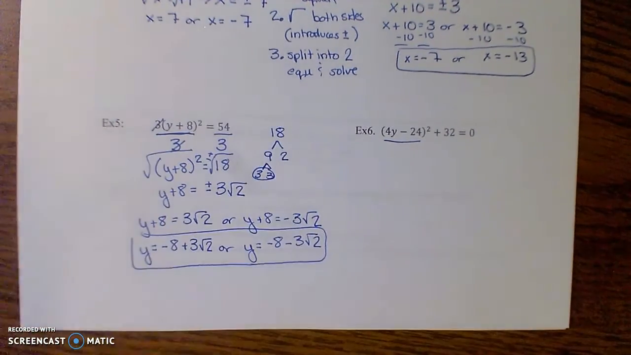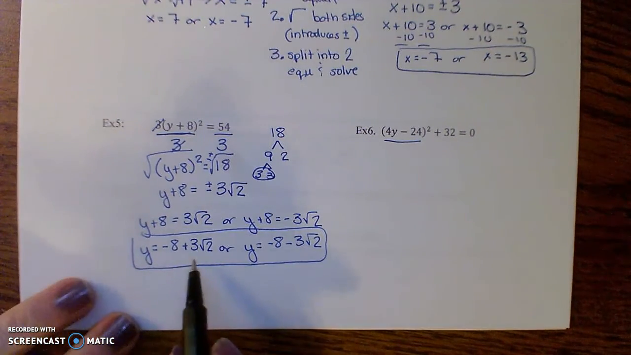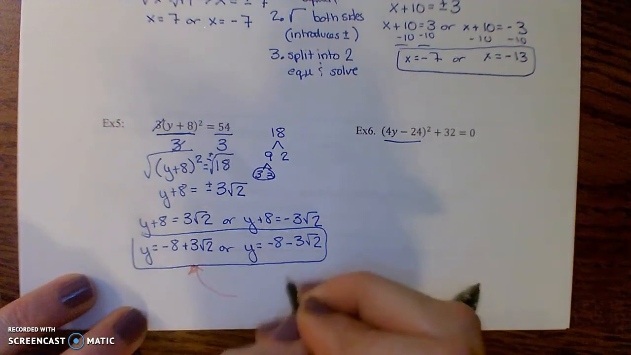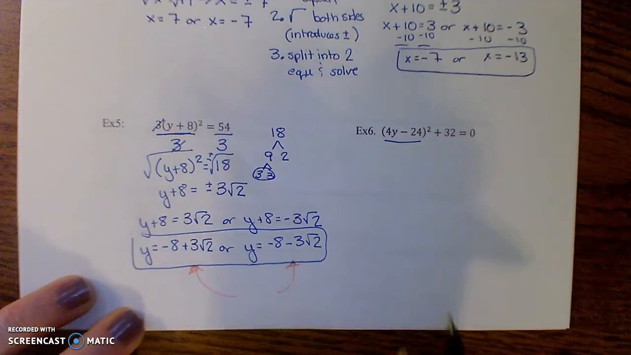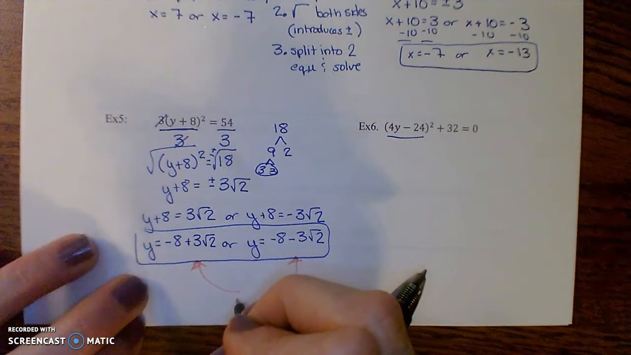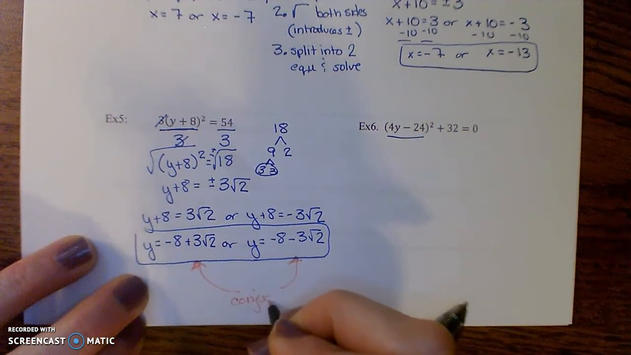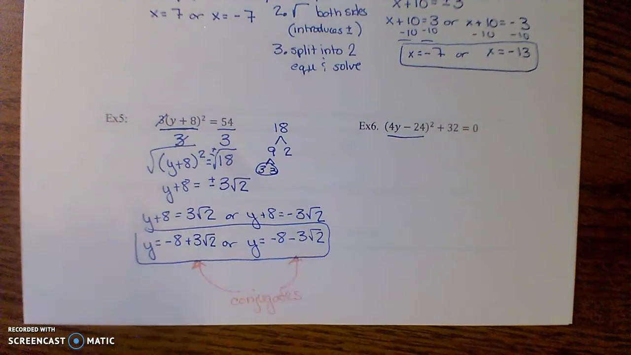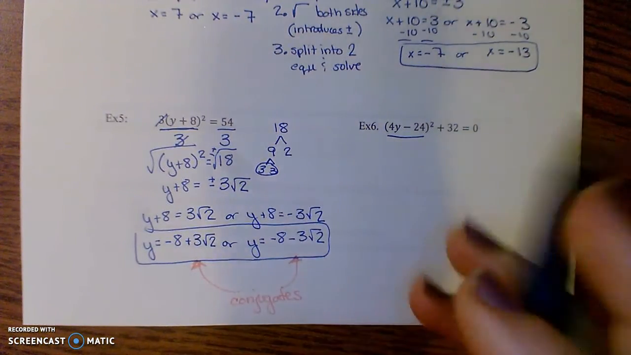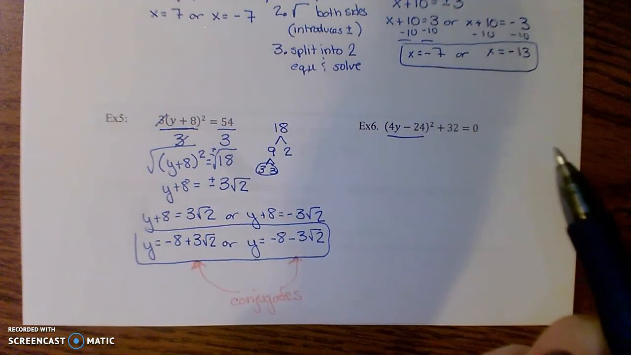Now I want to just draw your attention to something here. This should look familiar: negative 8 plus 3 root 2, negative 8 minus 3 root 2. Notice that when you get a strange answer, like 2 complex numbers or 2 radical numbers, they're going to come in conjugate pairs. They're conjugates of one another. And that's always going to happen. Whenever you get one of these strange solutions that has a radical or an i in it, you're going to get 2 of them that are conjugates of each other.